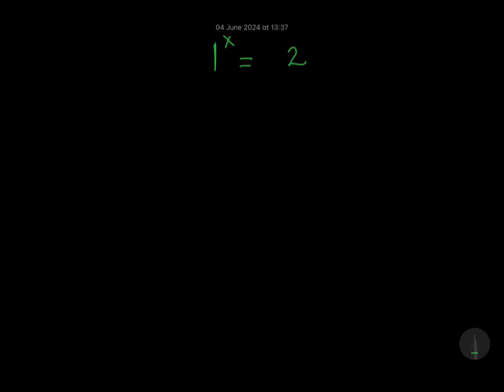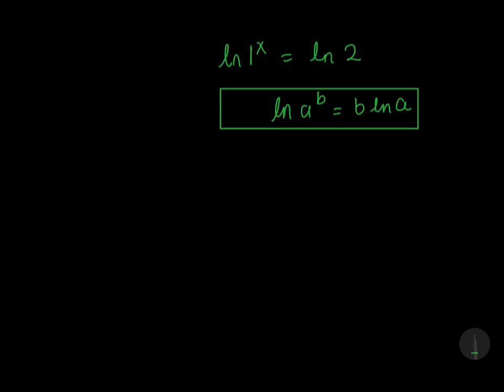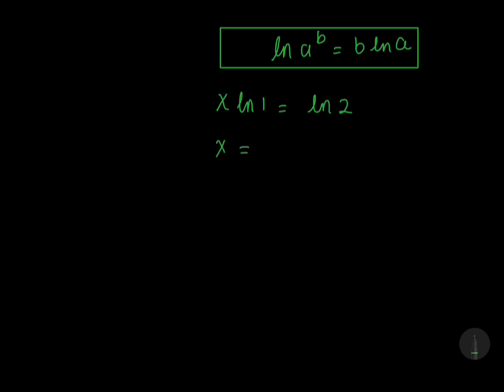The first thing that you must do is to take natural log in both sides of our equation. Just notice something. If we have natural log of a to the power b, this is just b ln a. So using this, we'll have x ln 1 equals ln 2. In order to get x, we have to divide both sides by ln 1.